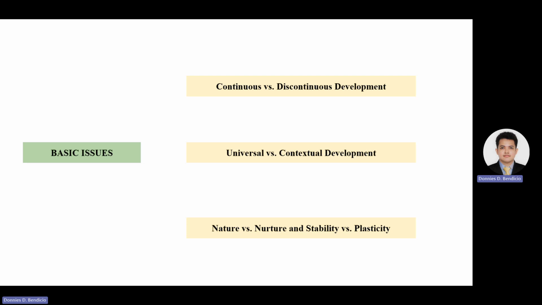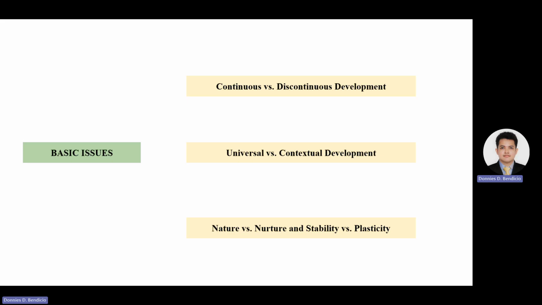In terms of nature and nurture and stability versus plasticity, first, nature versus nurture. For example, twin studies are often used to explore the nature-nurture debate. Identical twins share nearly identical genetic makeup, but they may grow up in different environments. If identical twins raised apart exhibit similarities in traits or behaviors, it suggests a strong role for nature. If their differences are more pronounced, it highlights the influence of nurture.